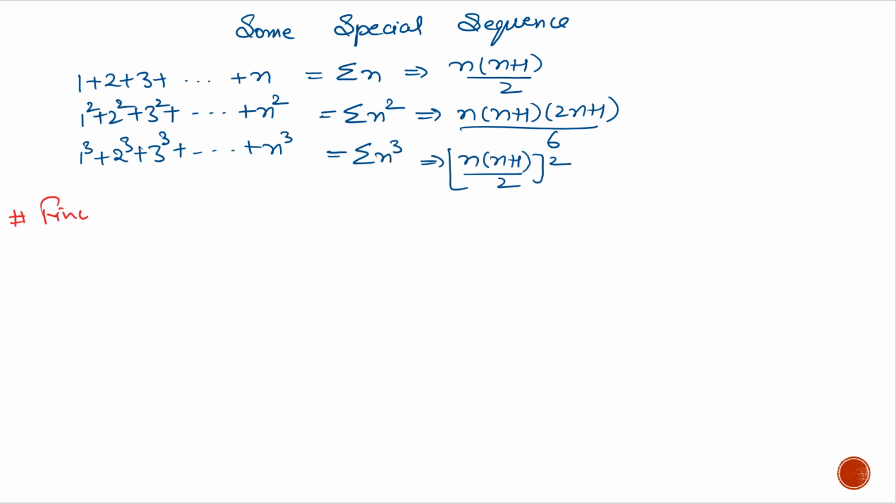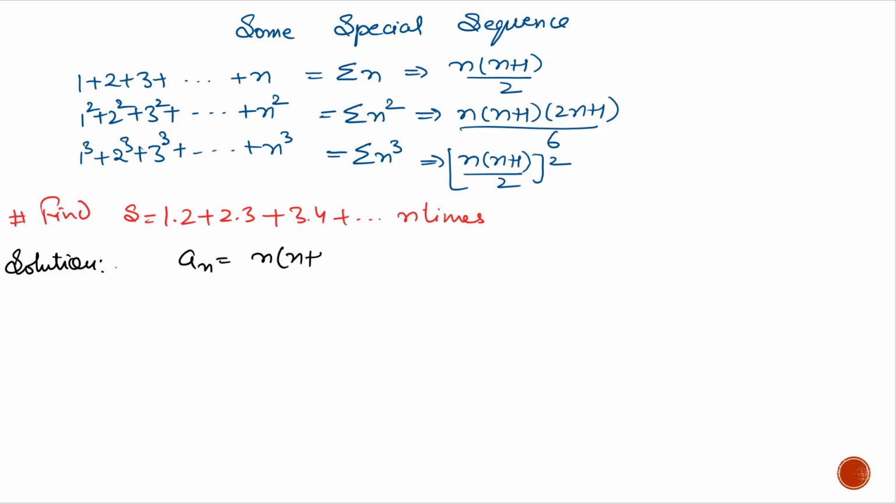Example first, find the sum of the sequence 1 into 2 plus 2 into 3 plus 3 into 4 and so on n times. If we look closely at this series, we can say that the nth term is n into n plus 1, or we can write the nth term as n square plus n. Now summation of the series is equal to summation of n square plus summation of n.